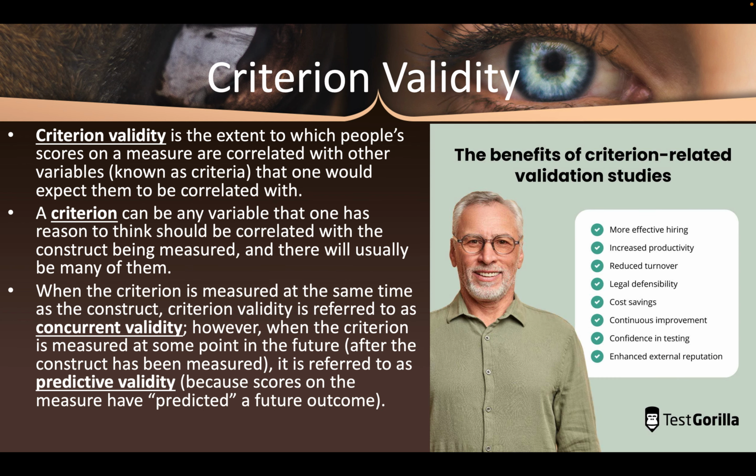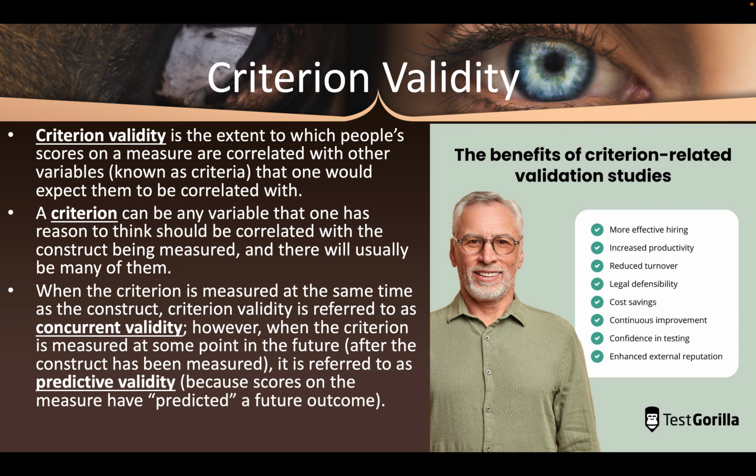Criterion validity is the extent to which people's scores on a measure are correlated with other variables known as criteria that one would expect them to be correlated with. A criterion can be any variable that one has reason to think should be correlated with the construct being measured, and there will usually be many of them. When the criterion is measured at the same time as the construct, the criterion validity is referred to as concurrent validity.